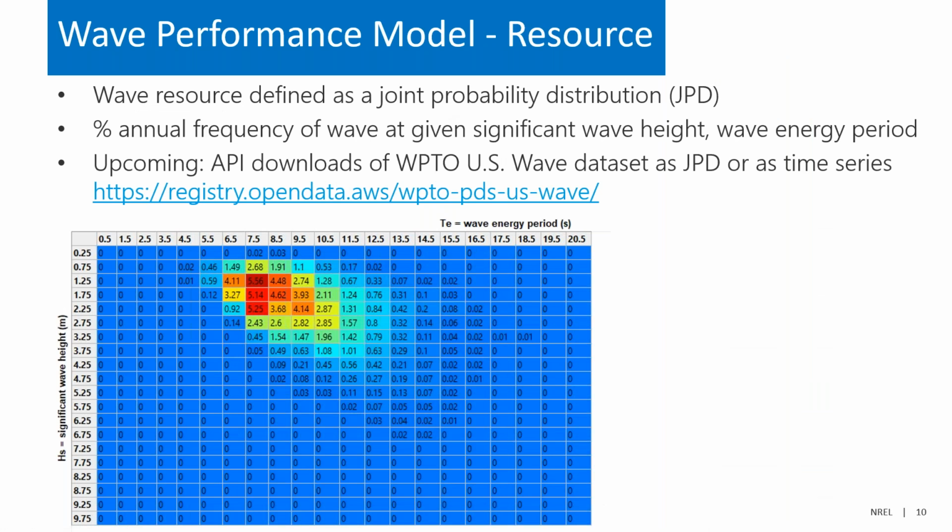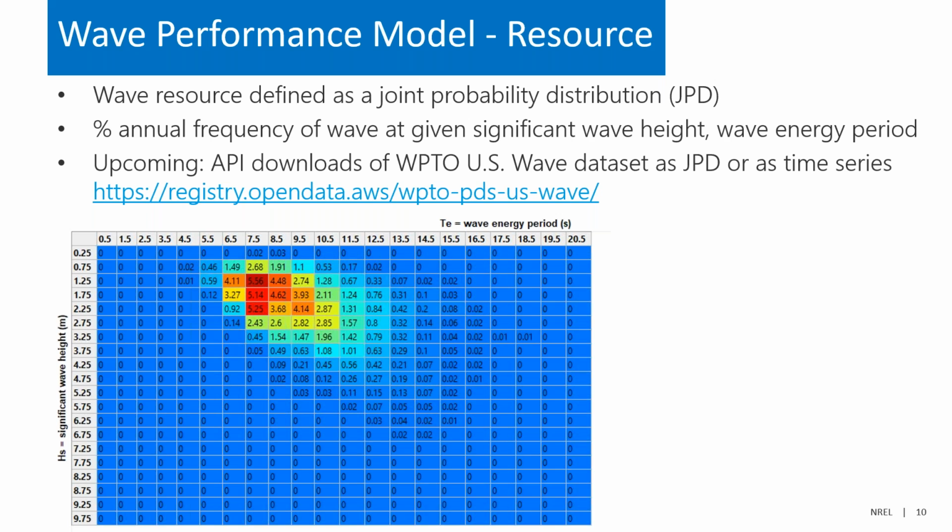So switching from the tidal model to the wave performance model. Defining wave resource is a little bit different, as there are two key parameters you have to consider: the significant wave height, which is the average of the wave heights in a given time, and the wave energy period, which is basically the reciprocal of the wave frequency.